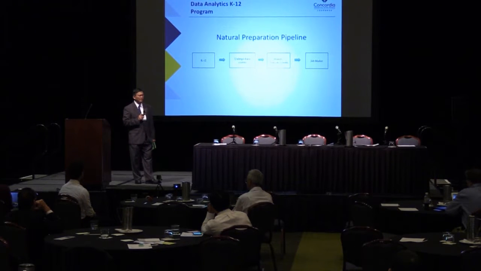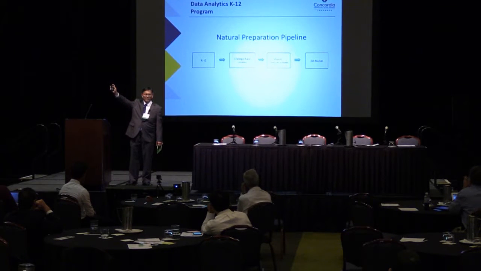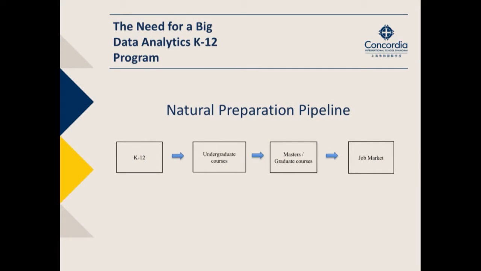The natural preparation pipeline is that in the job market, we know there's a demand. Graduate schools are doing a wonderful job in cranking them out, but not fast enough to meet the job market demand. Undergraduate courses are beginning to offer it, and last year when I was attending this conference, some schools were beginning to offer it at an undergraduate level. What about K-12? This is the reality right now. A lot at the graduate level, a bit at the undergrad, K-12, zilch.